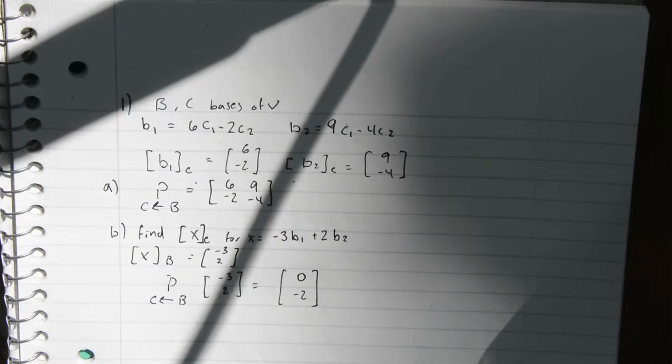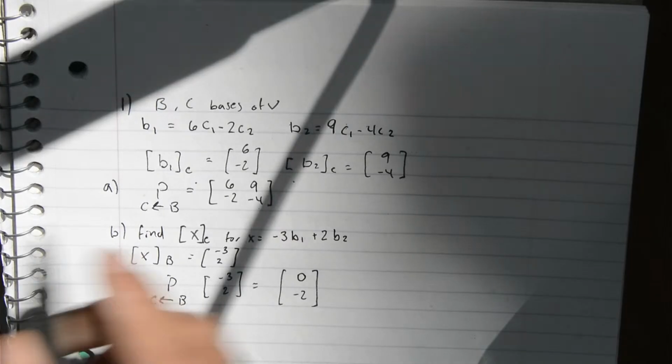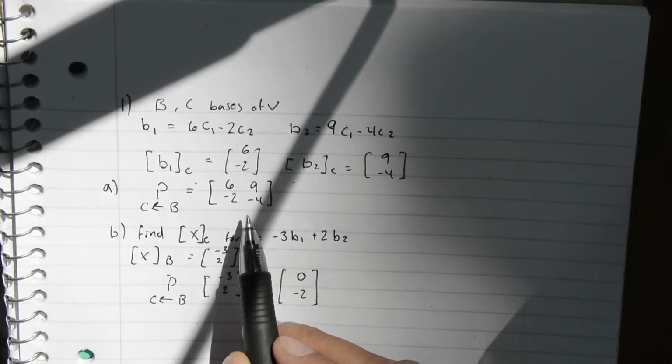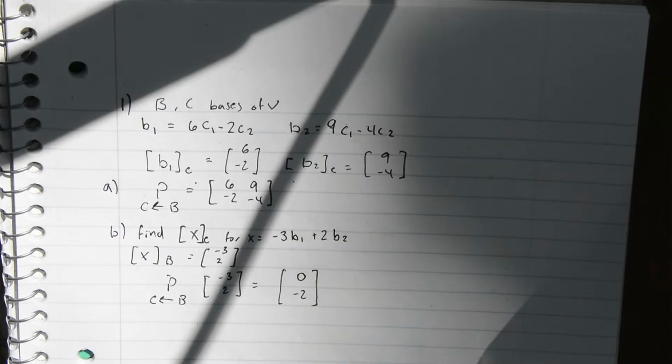Here's 4.6. Okay, so yeah, so 6, 9, and then 0, minus 2. Okay, great. So that's correct. We'll just do one more of these. Like, why not, right?